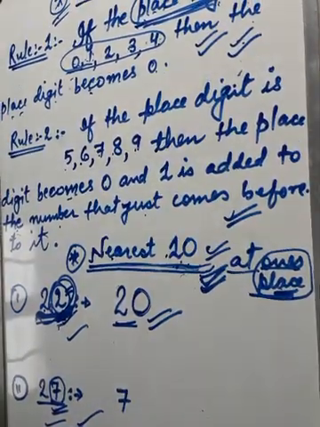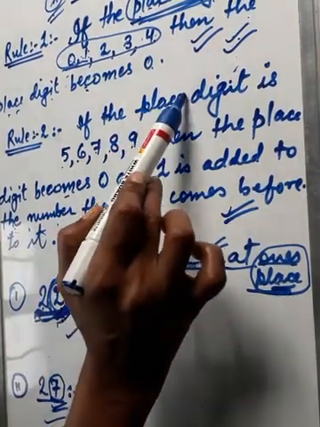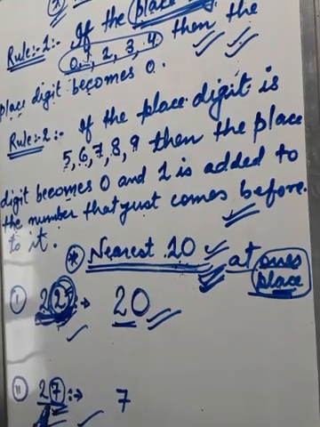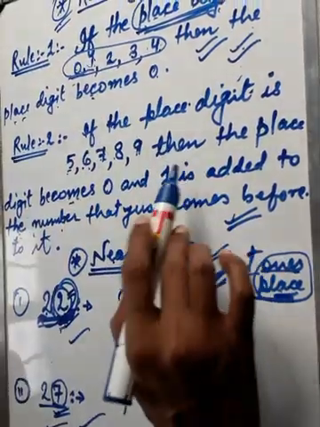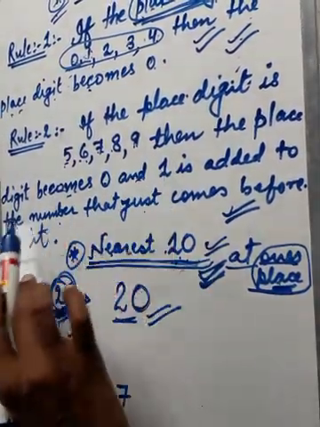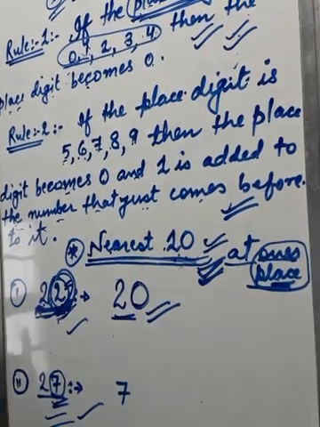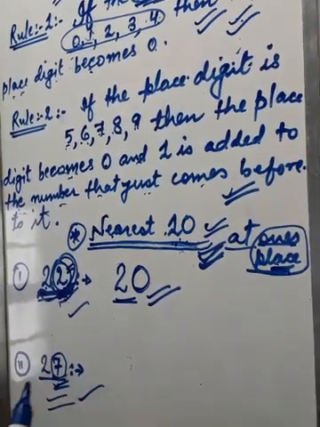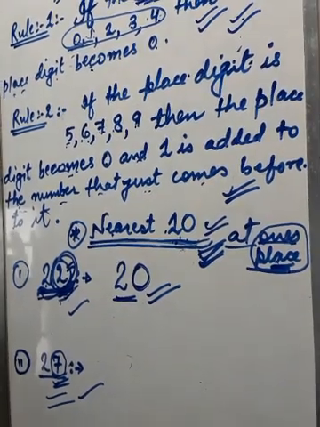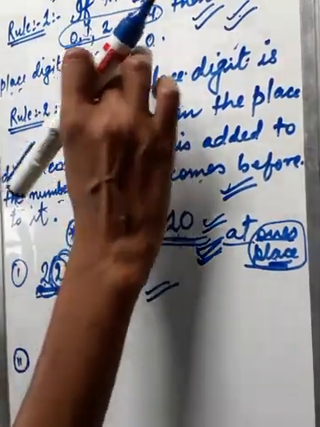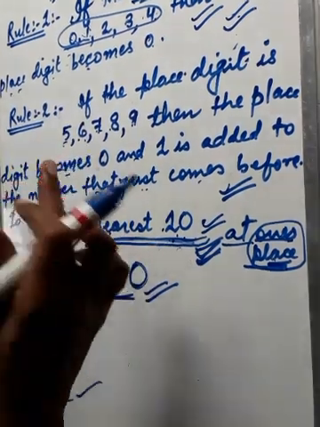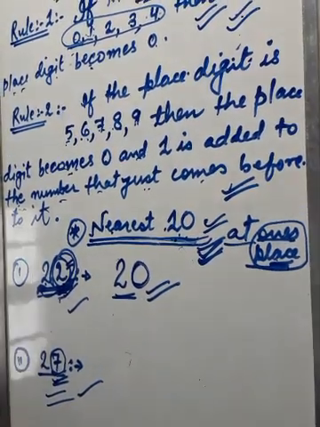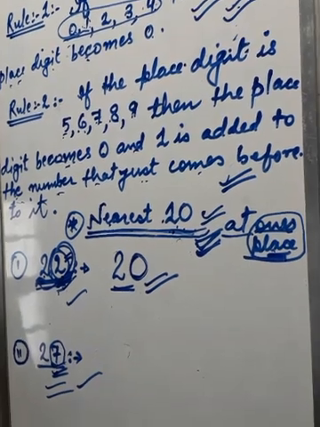So I am going to write the rule 2. If the place digit is 5, 6, 7, 8, 9, then the place digit becomes 0 and 1 is added to the number that just comes before it. So it follows that rule 1 is for 0, 1, 2, 3, 4, and rule 2 is for 5, 6, 7, 8, 9.